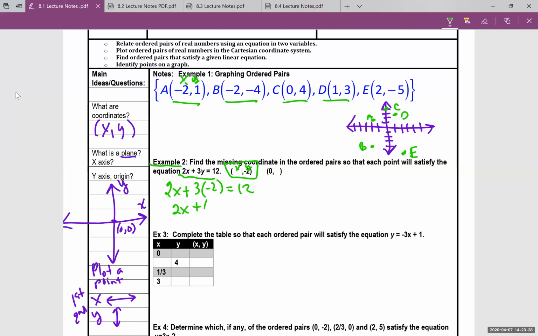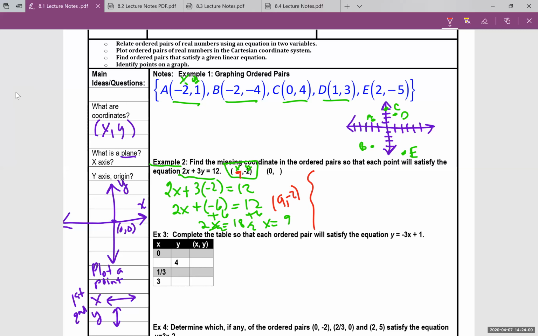2x plus -6 equals 12. So this is plus a -6, so it's -6 plus 6, 2x equals 18, x equals 9. So this one is 9, -2. The ordered pair is 9, -2 on that first one.